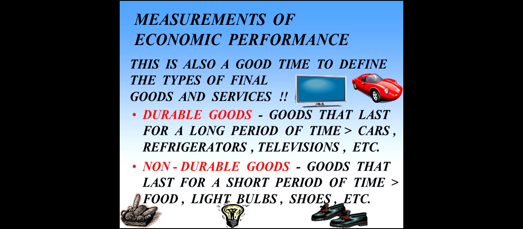The second type of final goods and services are called non-durable goods. These are goods that last for a short period of time, as opposed to durable, which is a long period. Some examples of non-durable goods are things that are perishable. That's another good way to think about non-durable goods. They're perishable. Food falls into this category. Light bulbs fall into this category. A pair of shoes would also fall into the non-durable good category.